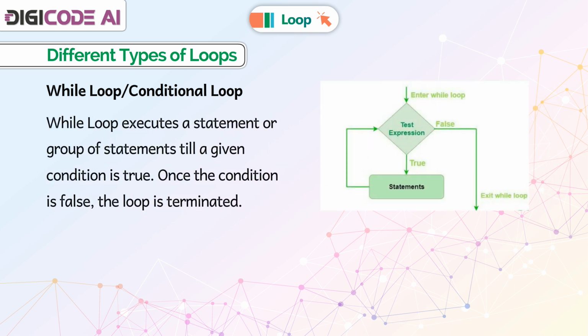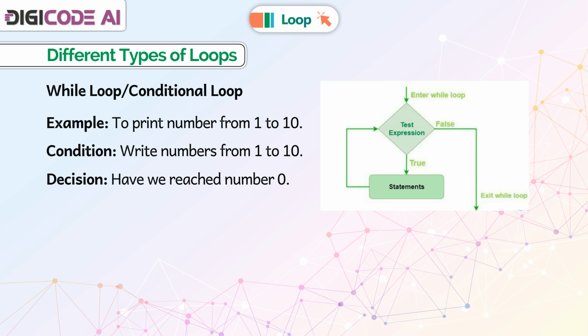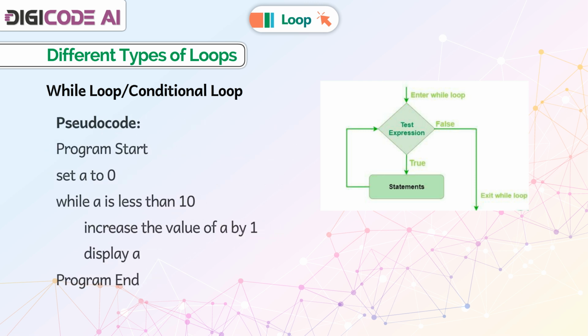While loop, or conditional loop. A while loop executes a statement or group of statements till a given condition is true. Once the condition is false, the loop is terminated. Example, to print numbers from 1 to 10. Condition: write numbers from 1 to 10. Decision: have you reached number 10?